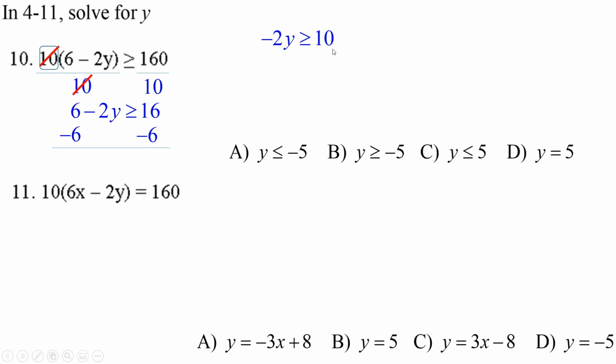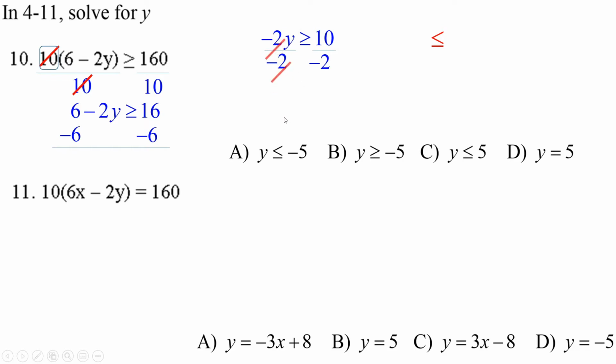And now we need to divide both sides by negative 2 to undo this multiplication by negative 2. Okay. Now, careful here. We multiplied both sides by a negative number, so we have to reverse the orientation of that inequality. Greater than or equal to becomes less than or equal to.